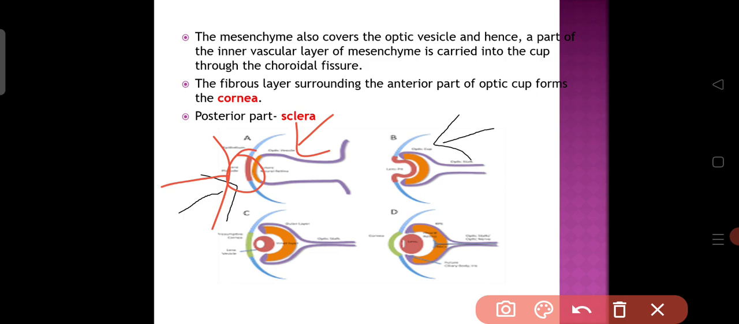This optic cup's outer part gives rise to the retinal pigment epithelium of the retina, and the neural part is given rise from the inner part of this optic cup. The optic stalk gives rise to the optic nerve.